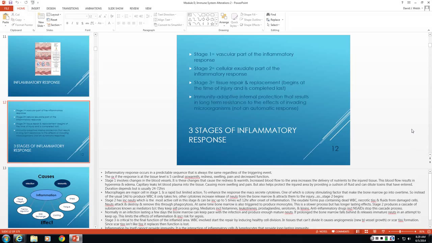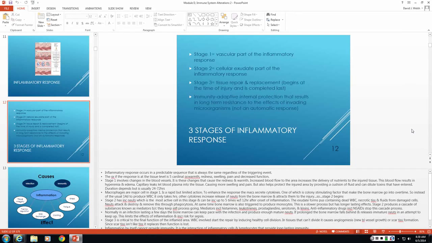At the same time, the bone marrow is also triggered to produce monocytes. This is a slower process, but it has a longer lasting effect. And stage 2 produces a cascade of substances known as mediators because they keep the inflammatory process going. Now mediators include histamines, leukotrienes, prostaglandins, serotonin, and kinins. Now the anti-inflammatory drugs that are used during this period usually include NSAIDs, and these help to stop this cascade process.